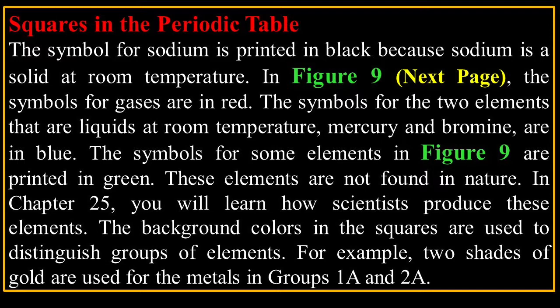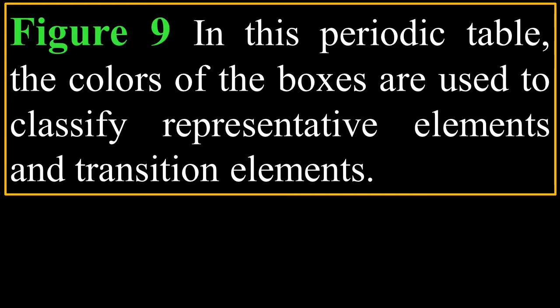The background colors in the squares are used to distinguish groups of elements. For example, 2 shades of gold are used for the metals in groups 1A and 2A. In Figure 9, in this periodic table, the colors of the boxes are used to classify representative elements and transition elements.